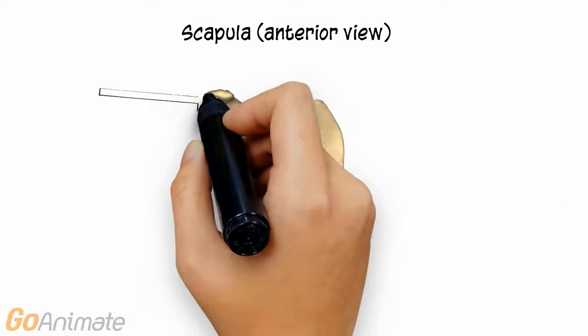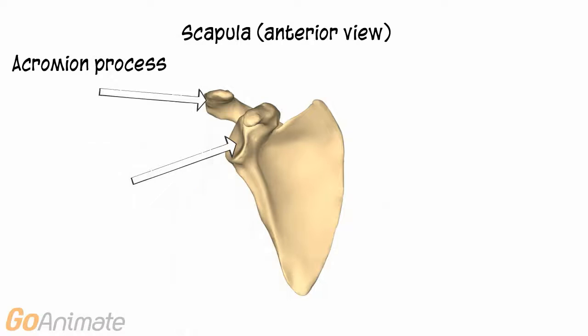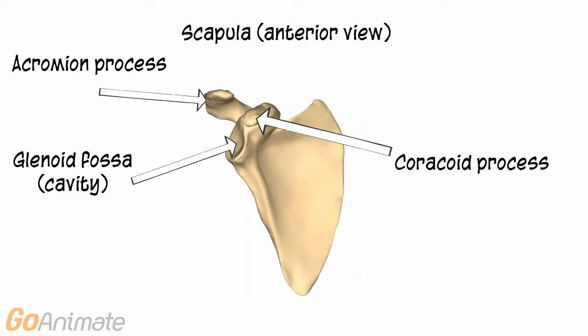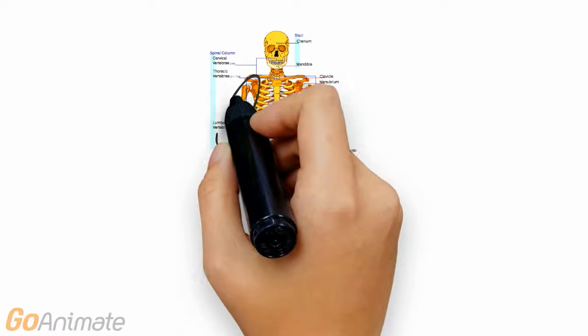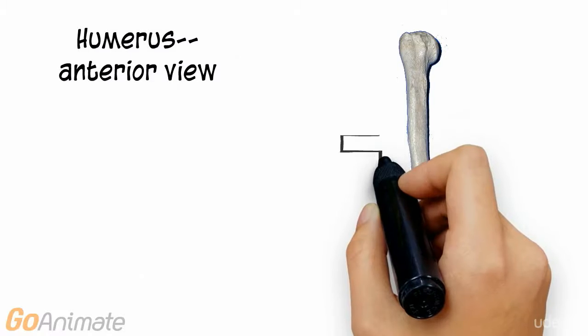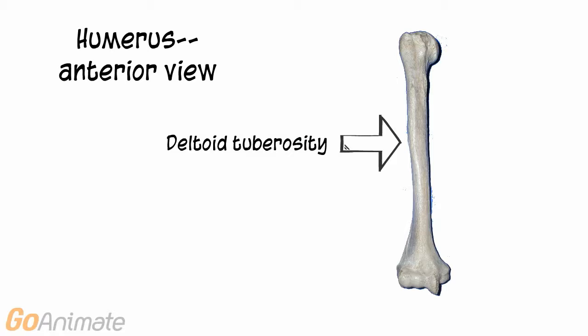Here is an anterior view of the scapula, showing the acromion process, coracoid process, and glenoid cavity or fossa. Let's examine the humerus next. Here is an anterior view of the humerus. We can see a ridge of bone called the deltoid tuberosity.